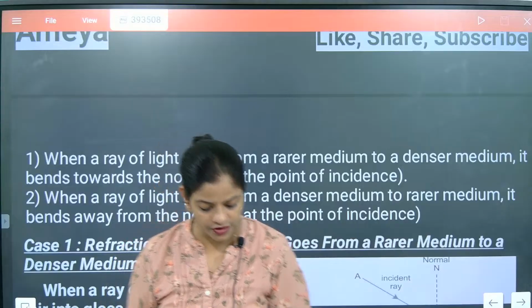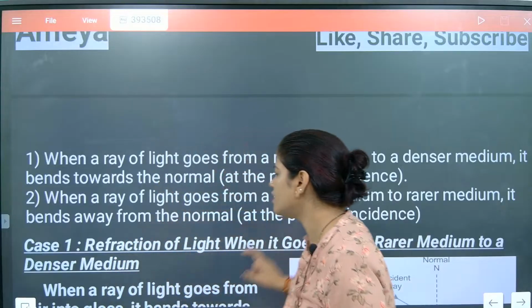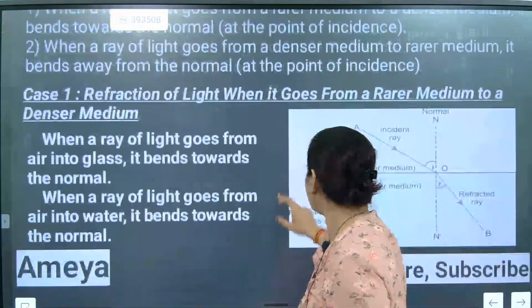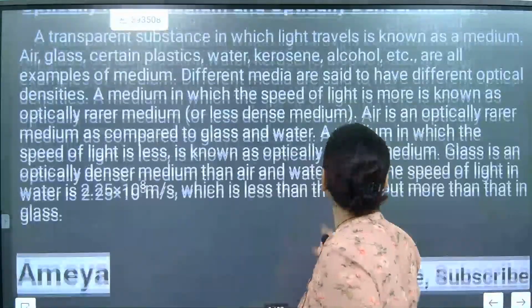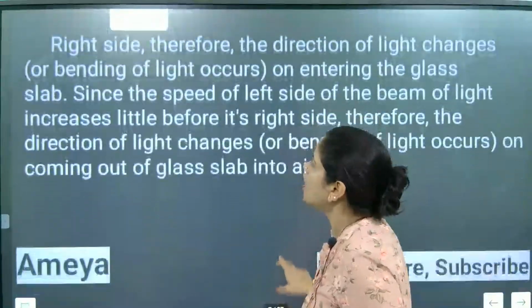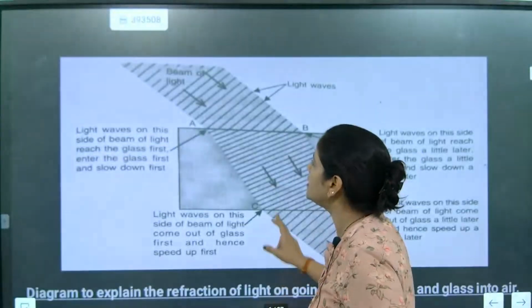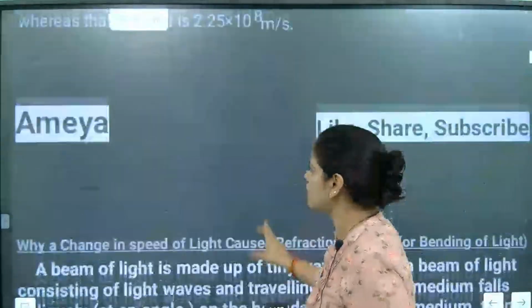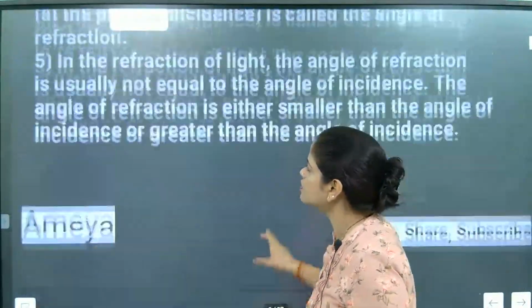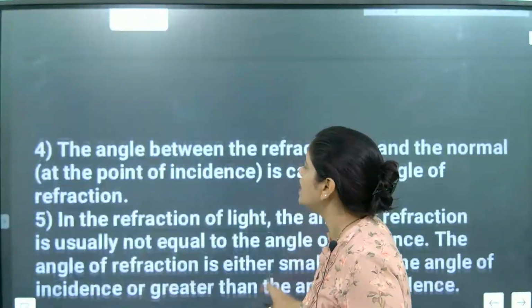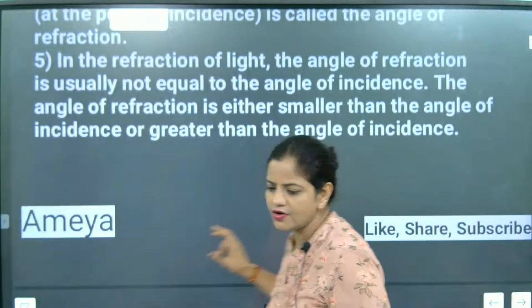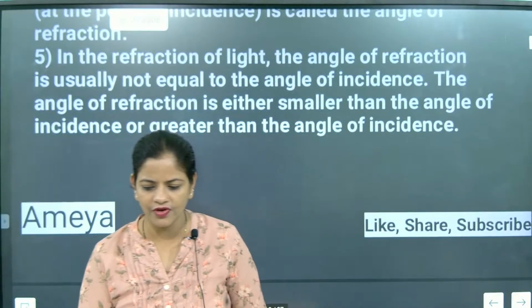Okay, beta. Now we are going to continue and understand the rarer and denser medium, because previously we have finished optically denser and optically rarer. Sorry, this part we have not finished. Causes of refraction we have not finished. Angle between refracted ray and normal. So that part, for those children who were not there.